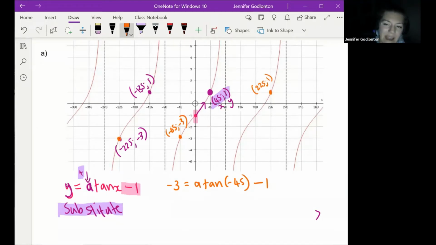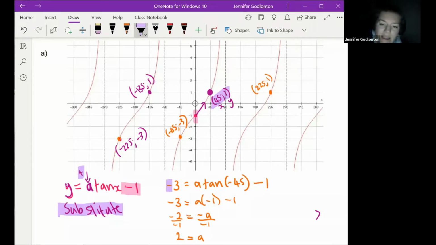So what's going to happen here is I'm going to say tan of negative 45 is going to give me negative 1. Okay, I'm going to move my 1 over. So negative 3 plus 1 is going to give me negative 2. And that's equal to negative a. I'm going to divide both sides by negative 1. And I'm going to see that a is 2. So you can substitute any set of coordinates that you like. You will get the correct answer.